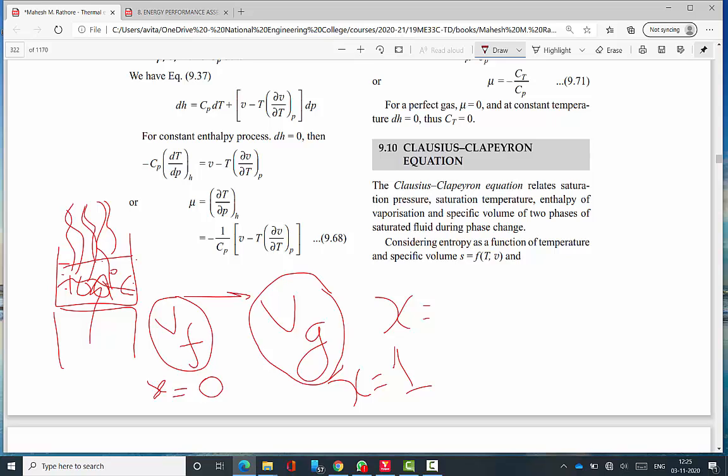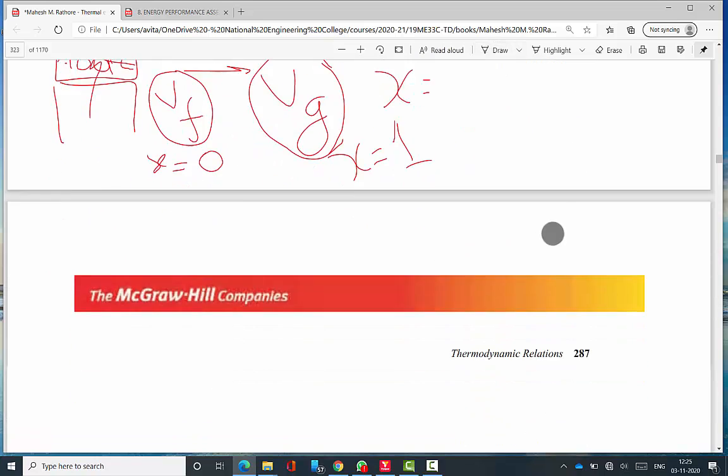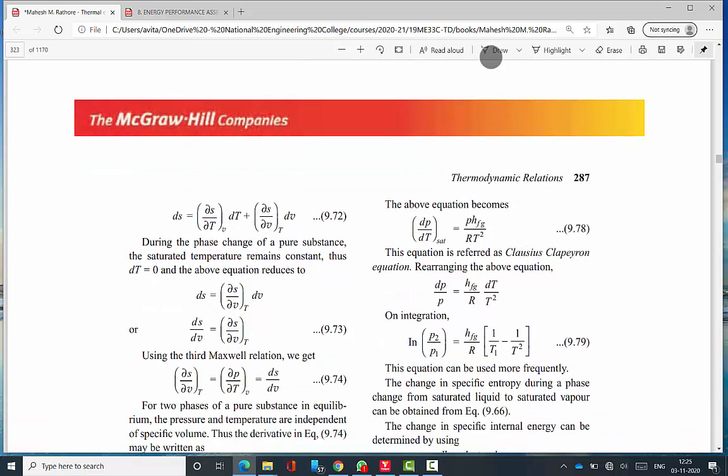Then we go to the relations. First, dS, where S is a function of T and v, because pressure is constant. In the Clausius-Clapeyron relation, during the phase change process, the pressure always remains constant. The pressure doesn't change, therefore S is a function of T and v.